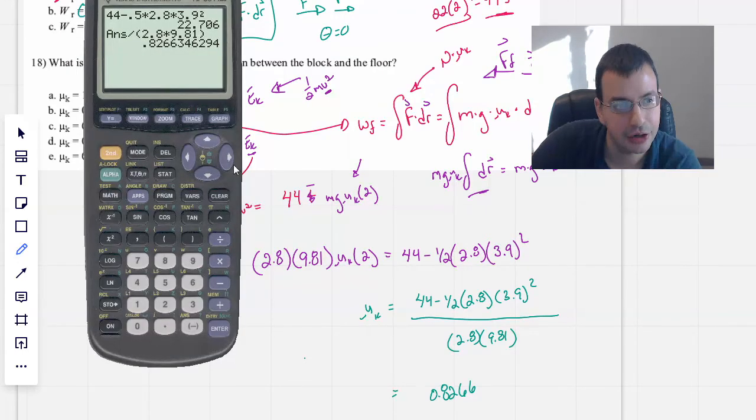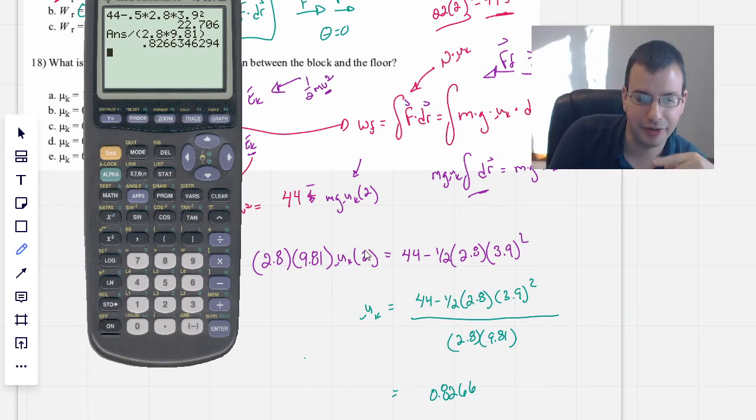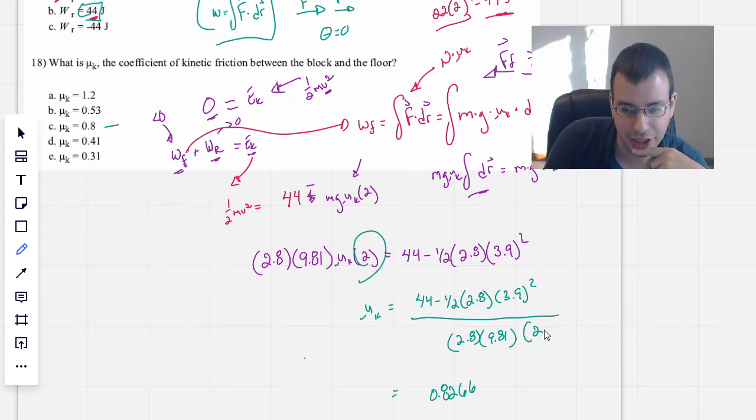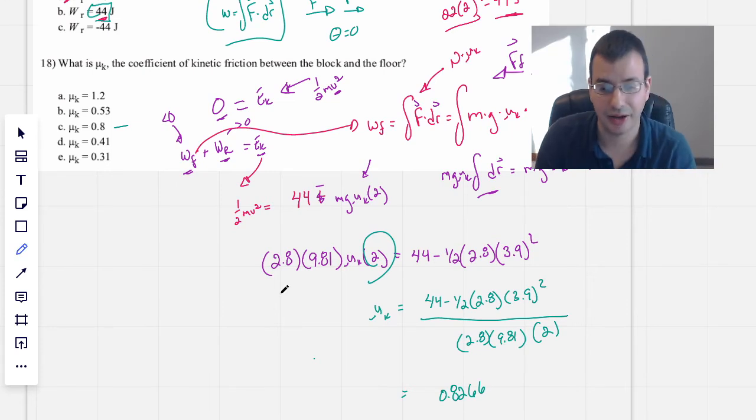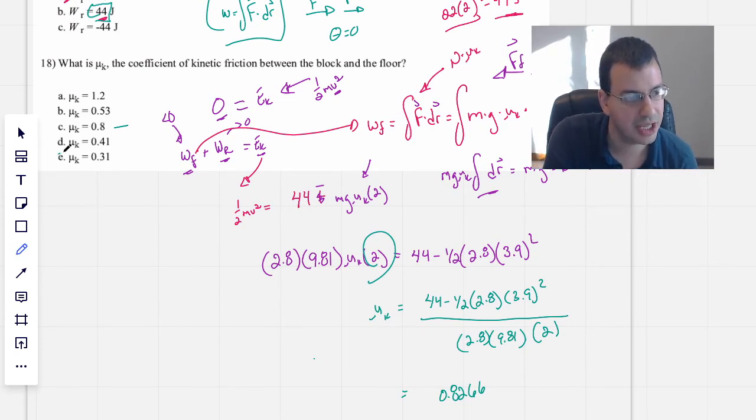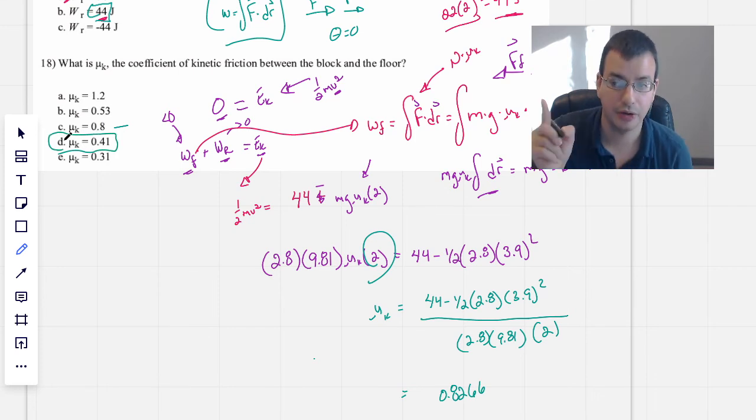So let's take a look at what we did here. So 44, 3.9 squared, 2. This is what I forgot right there. We need an extra 2 down there. So we'll go back to calculator. So I'll do 22.706 divided by quantity, 2.8 times 9.81 times 2, and we get 0.413. Aha! Equals 0.413, which I'm going to say is this one right there.